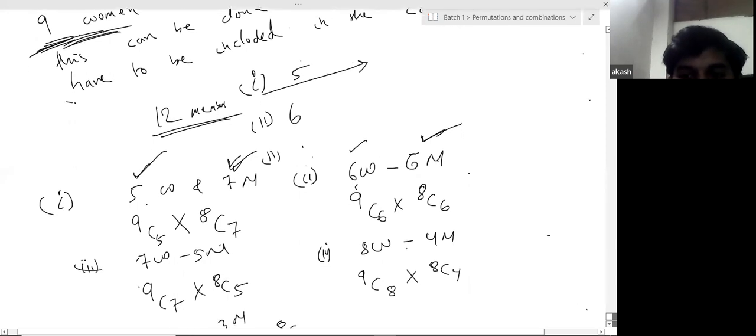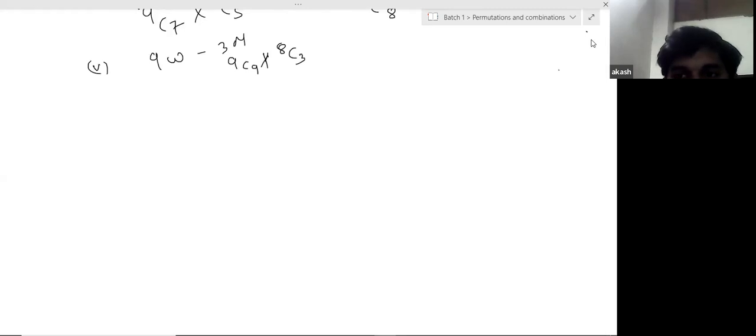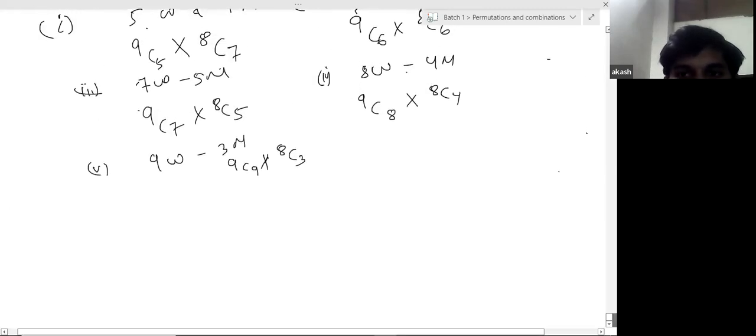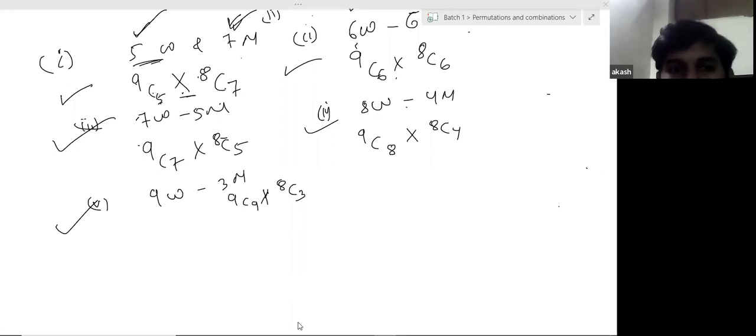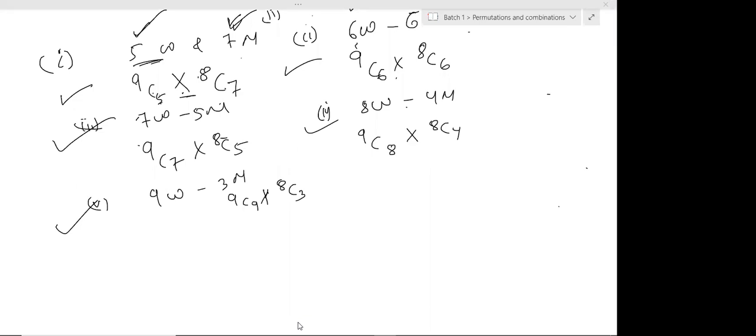The final answer would be adding all of them, because it is either this case or this or this or this or this. You have to add all of them. And how to choose this? 5 women out of 9 women, so 9C5. And you have to choose 7 men also, so 8C7, in multiplication. And so on for every case. Is it clear, Gautam? Yes, sir.